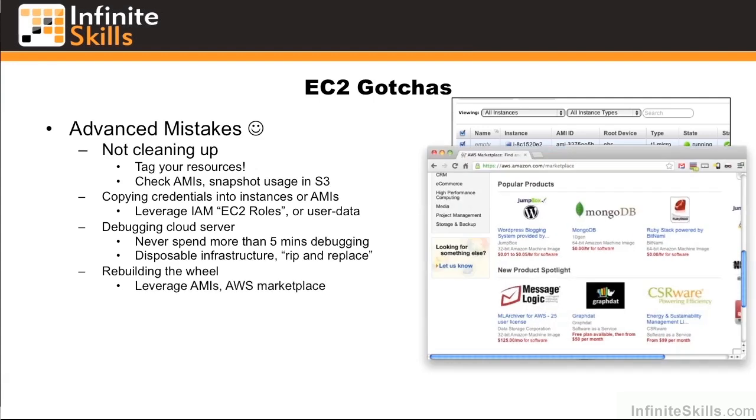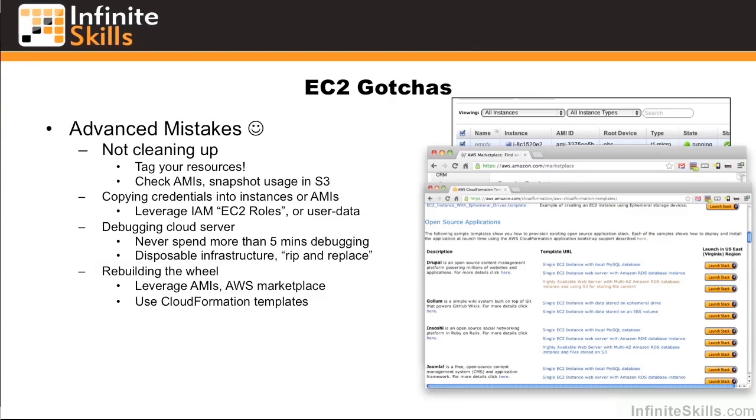Rebuilding the wheel is also a bad idea. Try to leverage AMIs or the AWS Marketplace at this URL. Here you can see that companies like 10gen and Bitnami offer AMIs for things like MongoDB and Ruby. Rather than building your own, you may want to start with one of these. Also, leveraging CloudFormation templates helps you spin up an entire stack. This is actually what we do at the very end of this course.